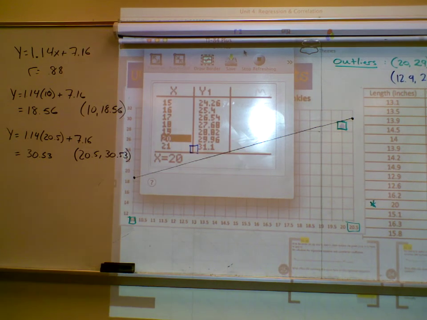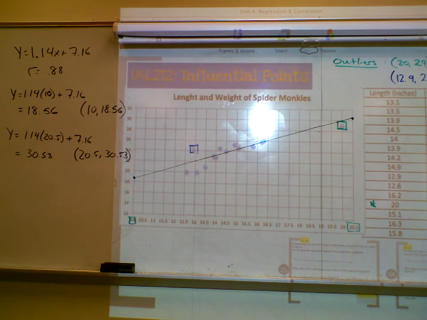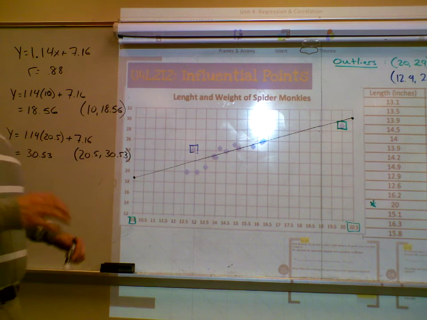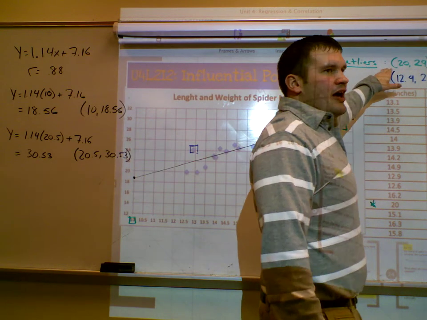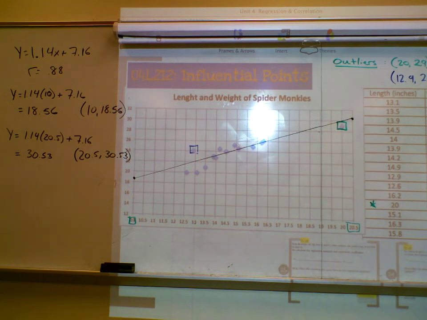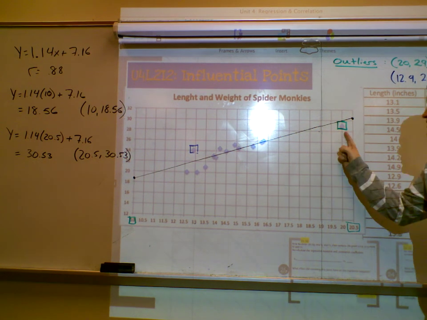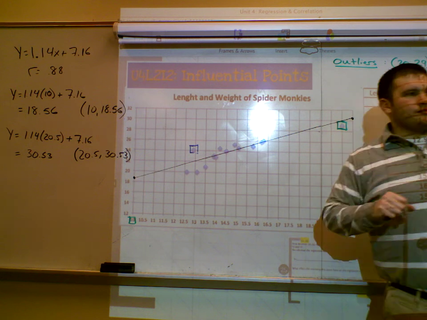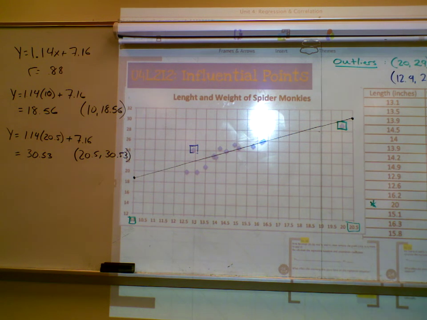All right, are there any questions about how we drew the line of best fit? Any questions? Okay, now comes the fun stuff. Well, not yet. We'll get there in a second. What I want you to do is, without actually removing any points, predict how removing 20, 29 and how removing 12.9, 24.1 will affect our line of best fit. Now, we are not removing them both at the same time. Okay? Jessica, we are going to remove them one at a time. So we'll remove this one first, and then we'll remove that one. Okay? So what will happen if we remove this point?